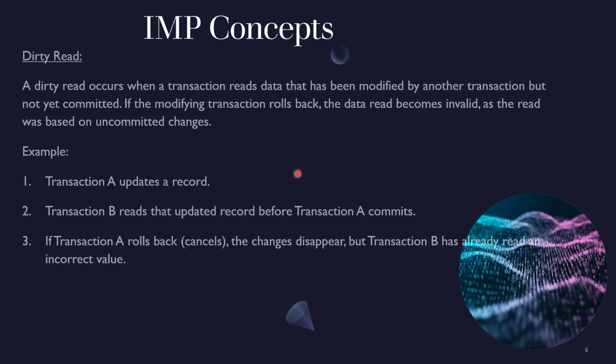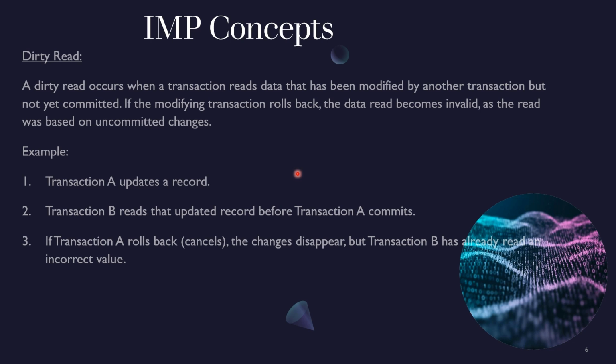Next we will see some of the important concepts related to transactions. So first is dirty read. What is meant by dirty read? A dirty read occurs when a transaction reads data that has been modified by another transaction but not yet committed. If the modifying transaction rolls back, the data read becomes invalid, as the read was based on uncommitted changes.